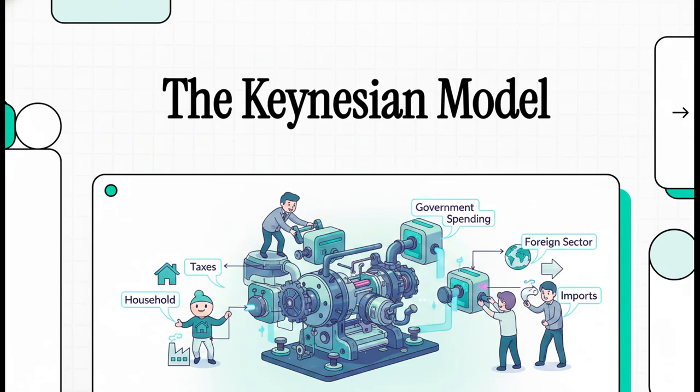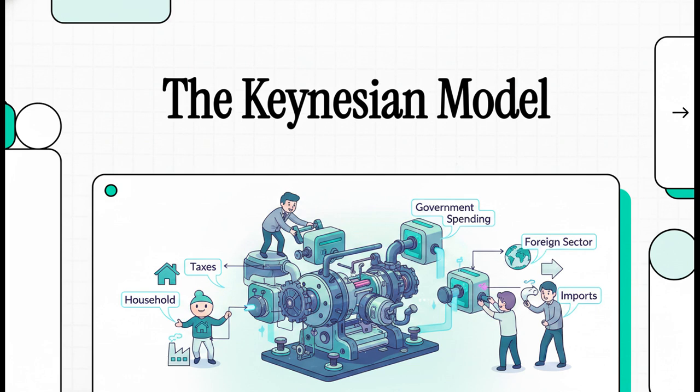Welcome to this explainer. If you've only been looking at a simplified economy with just households and businesses, you're honestly missing half the picture. Today, we're going to upgrade that basic economic model. We're going to bolt on some seriously powerful new components, specifically government and foreign sectors, to see exactly how they change the speed of our macroeconomic engine.